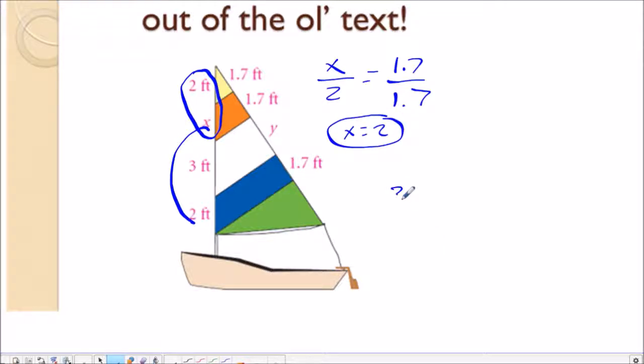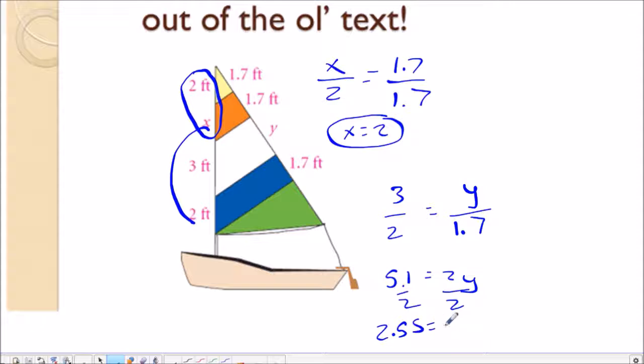Okay, now to solve for y, I've got 3 and y, 2 and 1.7. And this one, I'm going to show all my steps. So 3 times 1.7, and I get 5.1 equals 2y. Let's divide out the 2. And I get 2.55. Okay, so this is a really good chance for you to check and see where you're at. Again, if you need more help, come on in. We'll get you a little extra help.